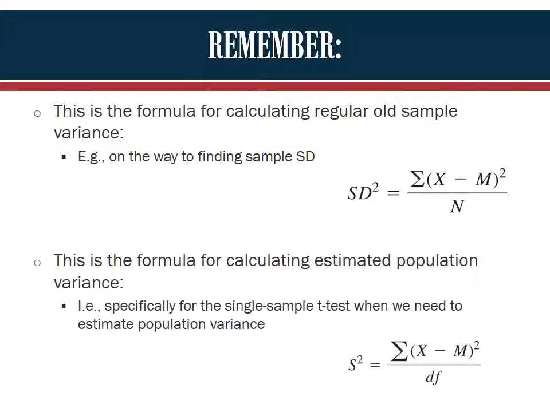If, however, you're calculating estimated population variance, you're going to use this other equation. So specifically for the single sample t-test, when we need to estimate population variance, that's when we're going to use the bottom equation here. We're going to notate it with S squared, so we know that it's estimated population variance and not sample variance. The top part is the same here, but the bottom is different. When you're estimating population variance, the bottom is degrees of freedom instead of N. So this is an important distinction, so make sure that you've got this down so that when you're calculating sample variance, you're using the top equation. When you're calculating estimated population variance, you're using the bottom one.